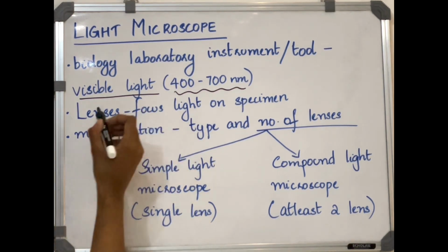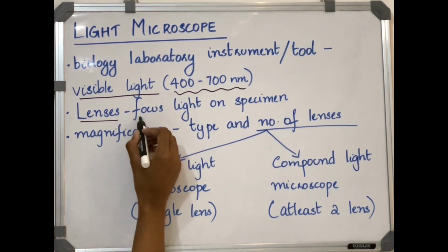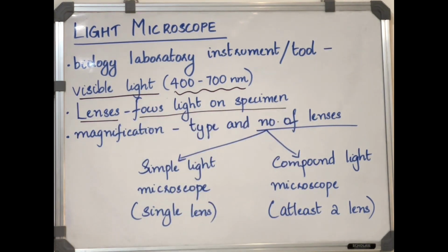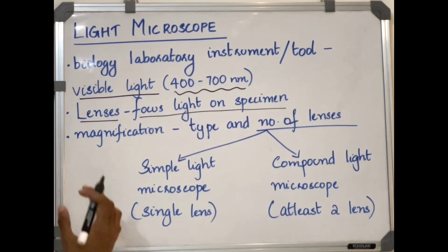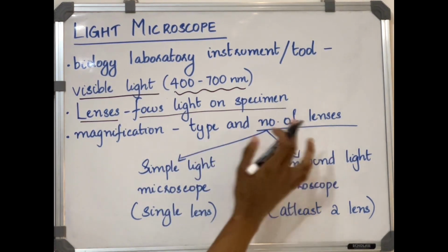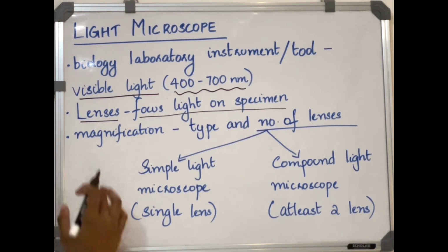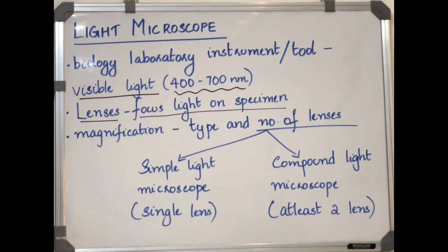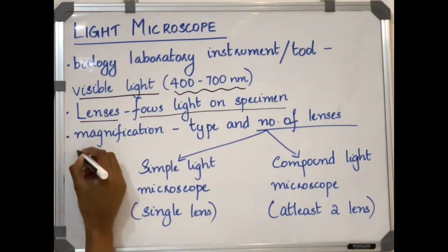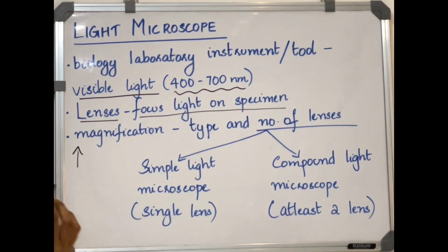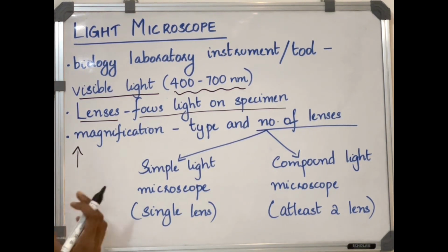These microscopes use lenses to focus light on the specimen, magnify it and produce an image. This magnification can vary depending upon the type and number of lenses that make up a microscope. Every time we use a microscope, it will magnify the specimen. So what exactly is magnification? Magnification means the microscope will enlarge or increase the size of that small organism or object.